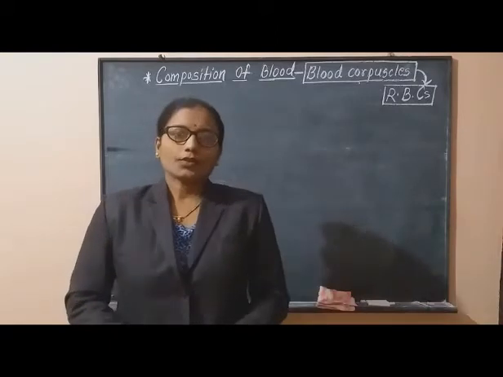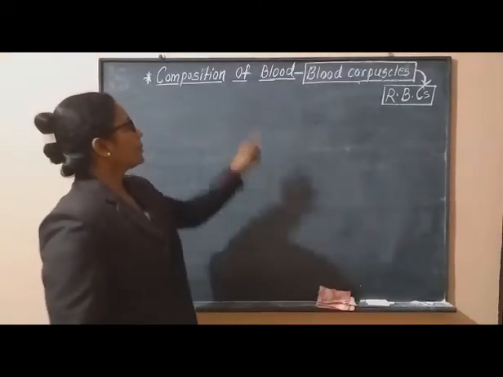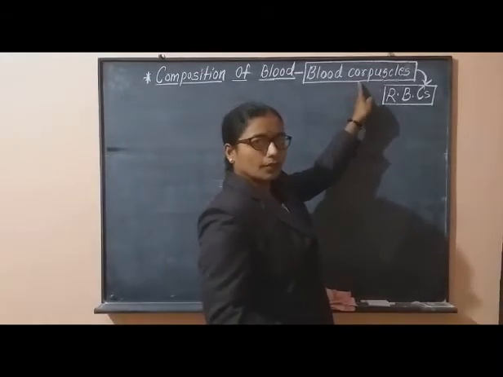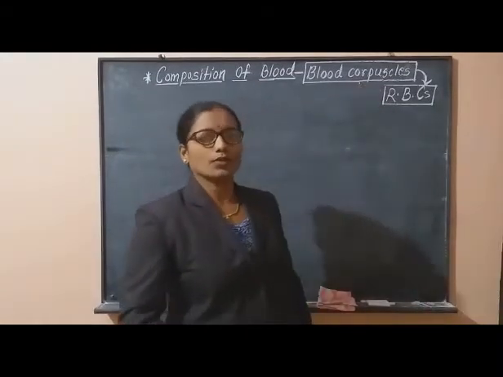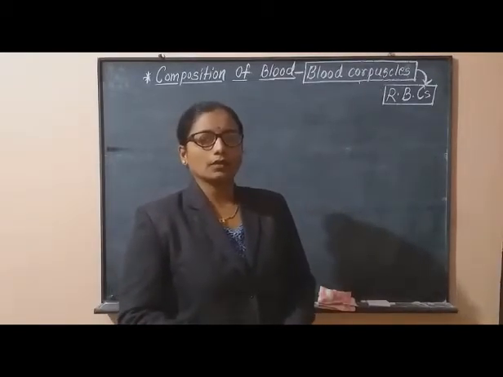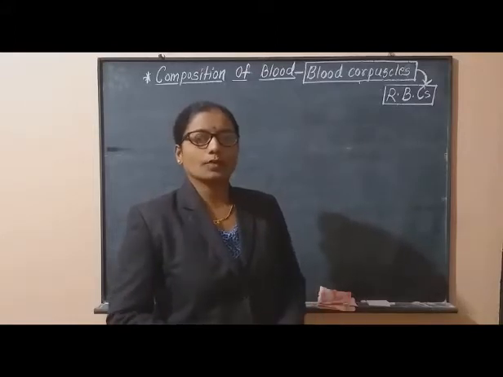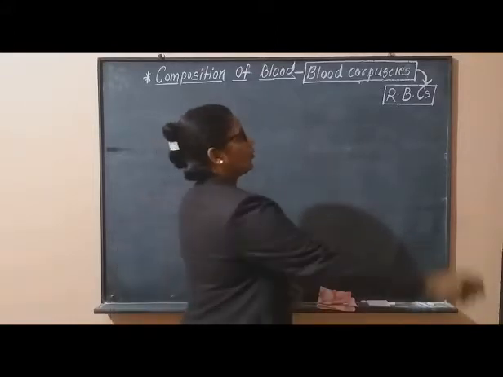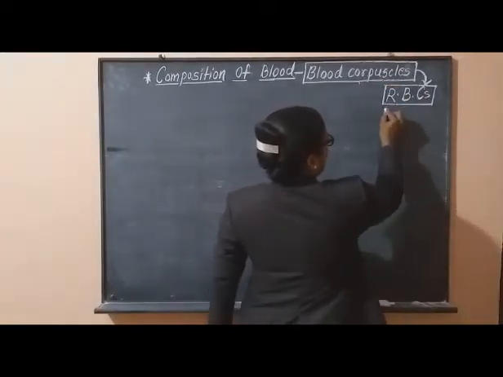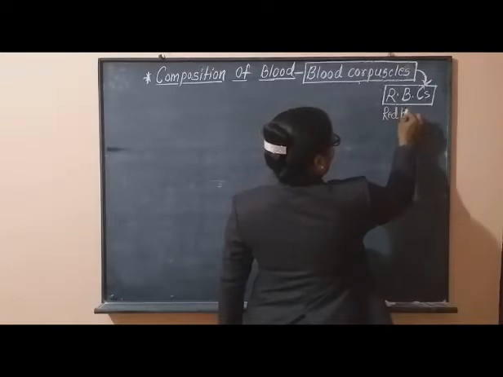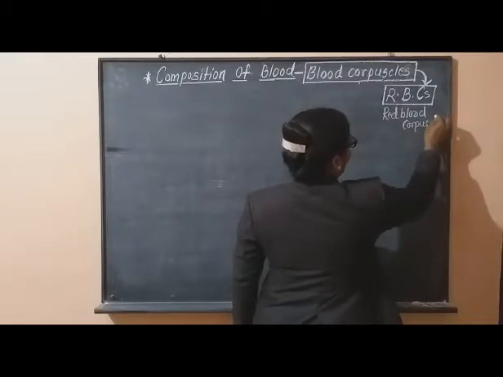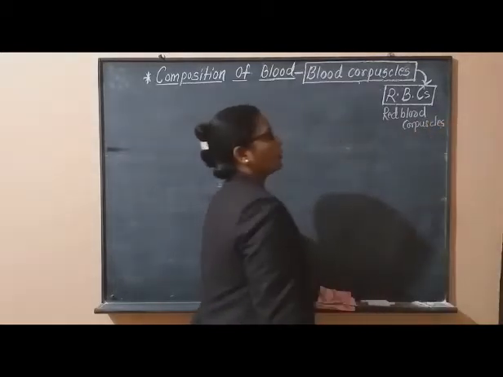Now in this video lecture we are going to study about the blood, that is blood corpuscles. These blood corpuscles are of three types. First one is RBC, second one WBC, and third one are the platelets. From these three types of blood cells, we are going to study the first type of cell, that is RBCs.